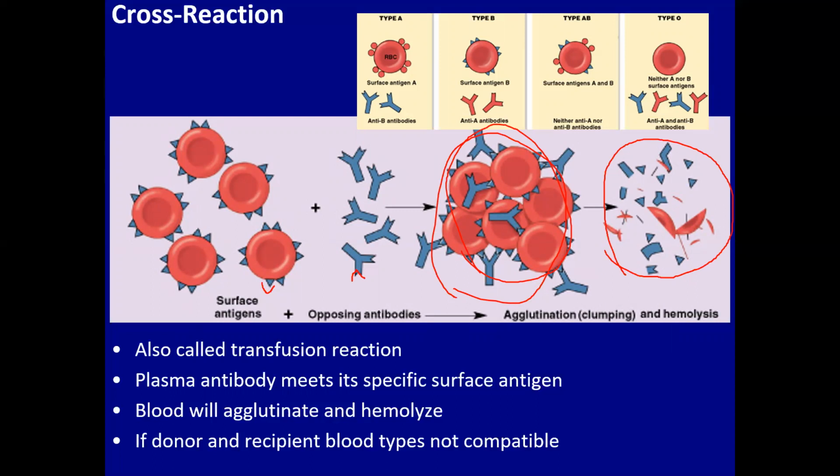This is the reason why, if you have type A, type B, or type AB blood, you need to make sure that you get the blood type that is the same as yours, unless you get type O, because it doesn't have surface antigens. So O is known as the universal donor. AB is known as the universal recipient.